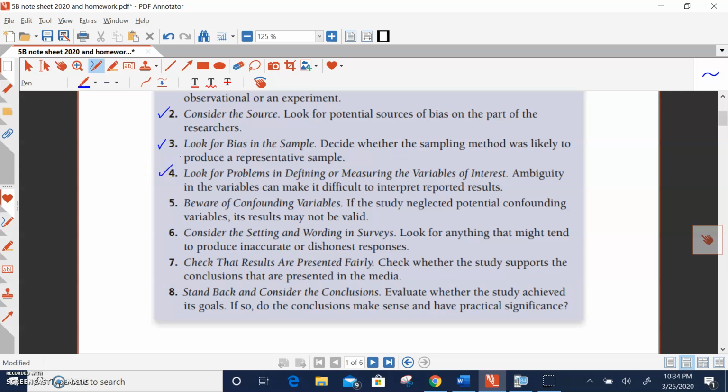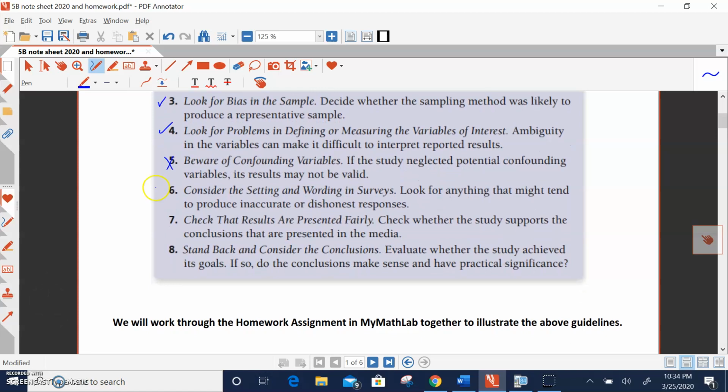Okay, beware of confounding variables. We won't do much with that, but sometimes when you're doing a study, there may be an undercurrent that's affecting your results that you didn't plan for. A big thing here is to consider the setting and consider the wording of the survey, because wordings can sometimes be misleading and give you a dishonest response.